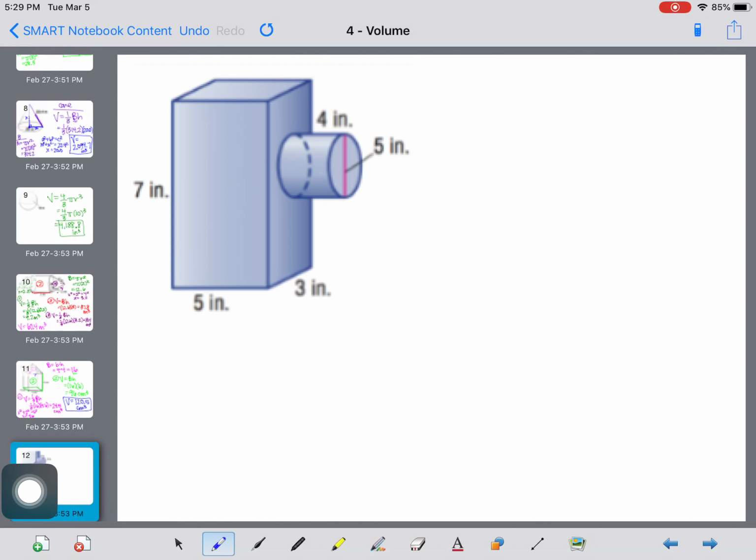Last problem is this one. Go ahead and find the volume of both shapes, and then take a second to go over it here with me.